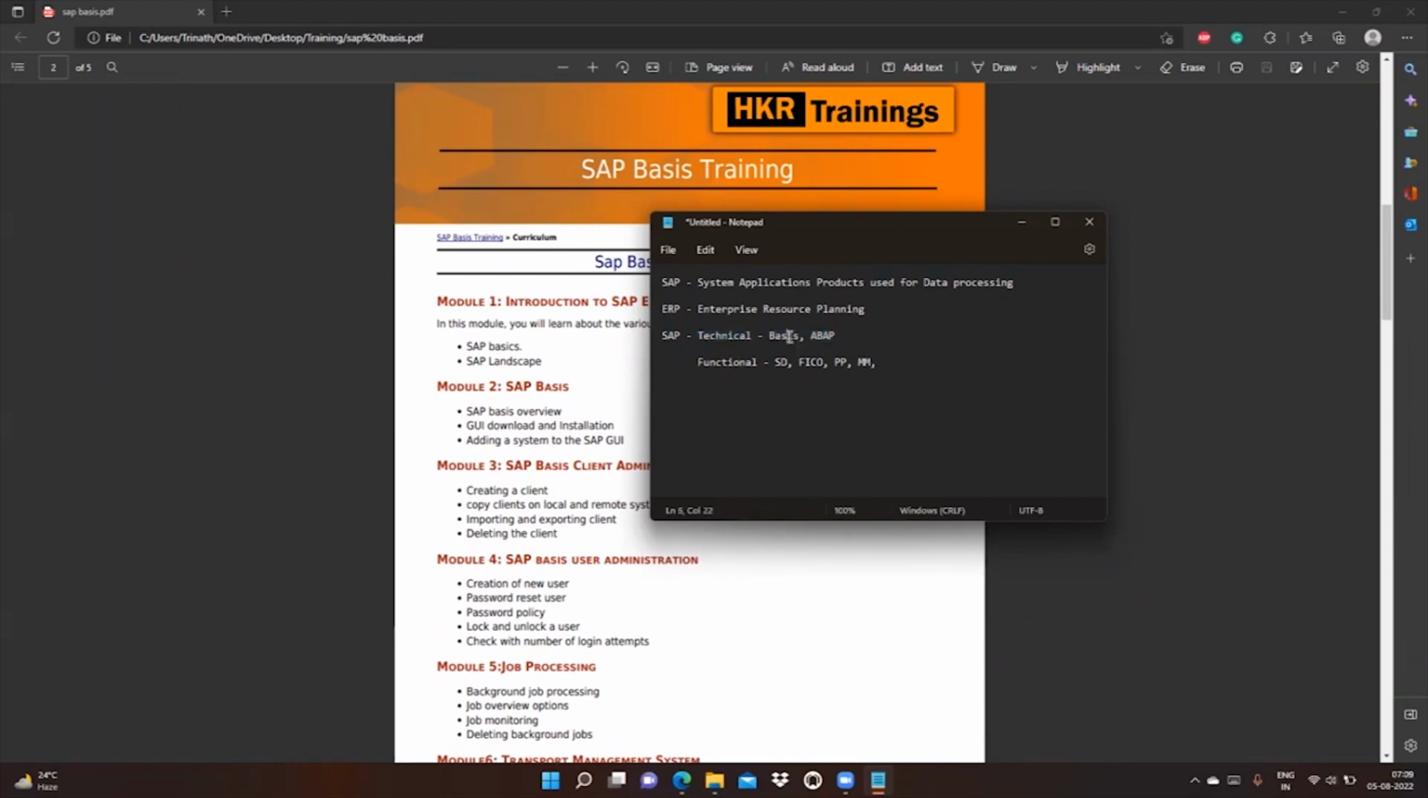When it comes to Basis, at a higher level, a Basis consultant can become an architect. He can design the entire business landscape. A person who starts their career as a Basis admin or a Basis consultant can grow to a higher level and become an architect, where he can design the whole business landscape.